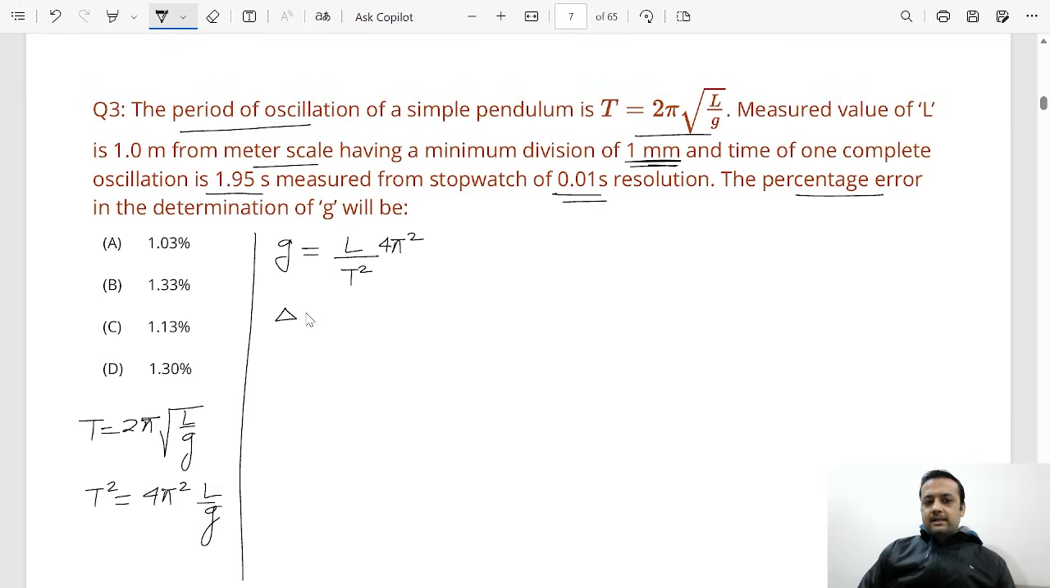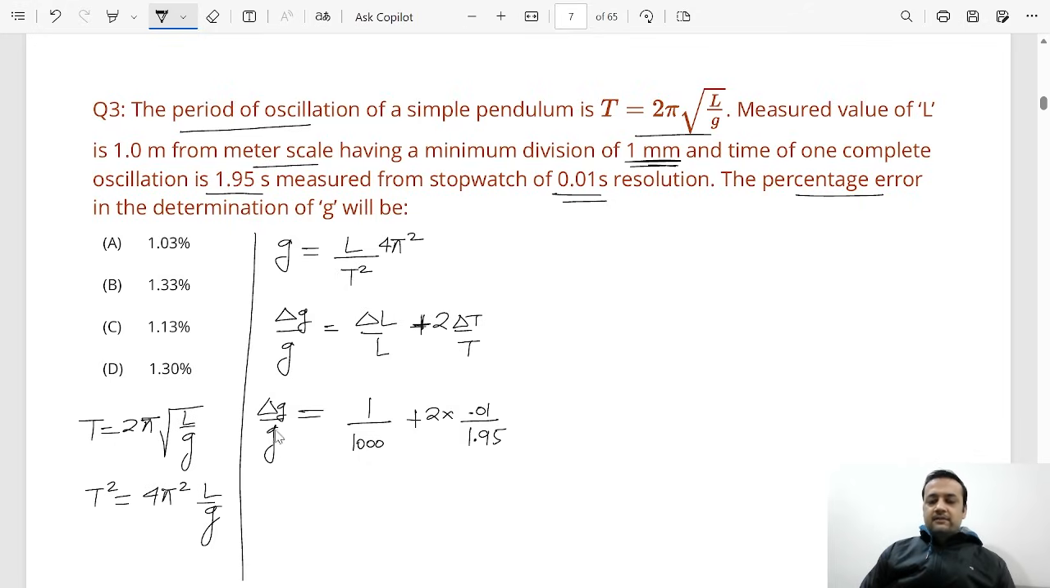That means we can say that delta G by G is equal to delta L by L plus twice delta T by T, because power on time period is 2. 4 pi square is a constant, so it will not have any error. So what is delta L? Delta L is the 1 mm, which is the least count of meter scale. And the value of L was 1 meter, which is 1000 millimeter. Plus twice into delta T. Delta T is the least count of time, this clock, which is 0.01 seconds, divided by mean value of time, 1.95. This will be the value of delta G by G.